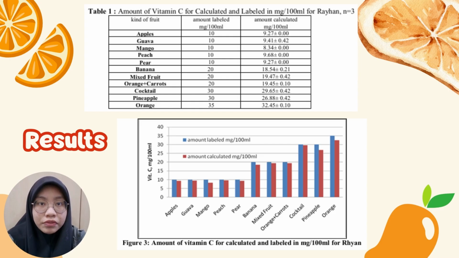Although every calculated value is slightly lower, orange juice showed the highest vitamin C content among the Raihan products, while mango and apple juice contain the lowest amounts. This indicates that citrus juices naturally contain more vitamin C than non-citrus juices.